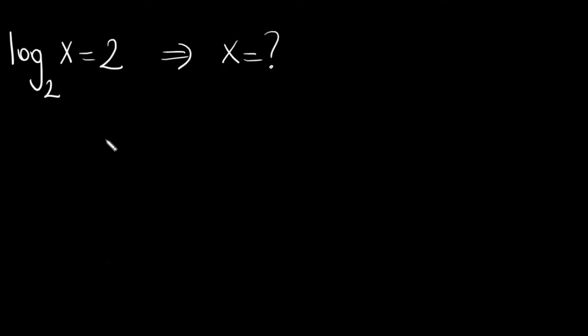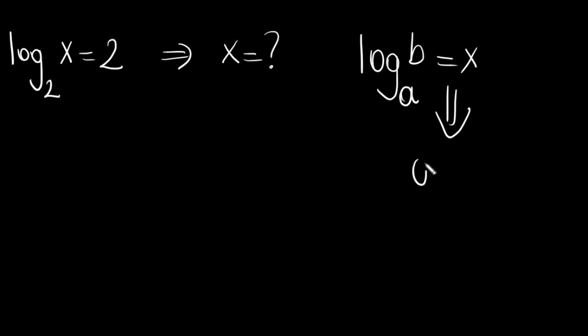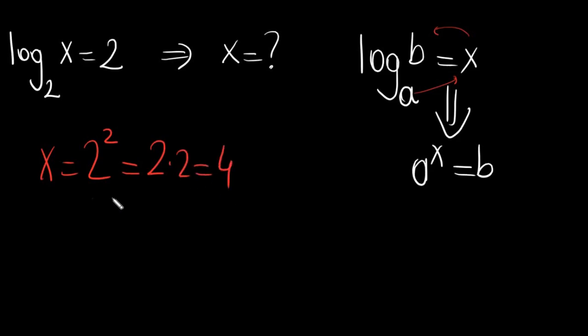Our next example, as you can see, we have log base 2 of x is equal to 2. So let's remember, if we have log base a of b is equal to x, then a to the power of x is going to be equal to b. So here, x is going to be 2 to the power of 2. 2 to the power of 2 is 2 times 2, which is 4. So x is equal to 4 is the answer.